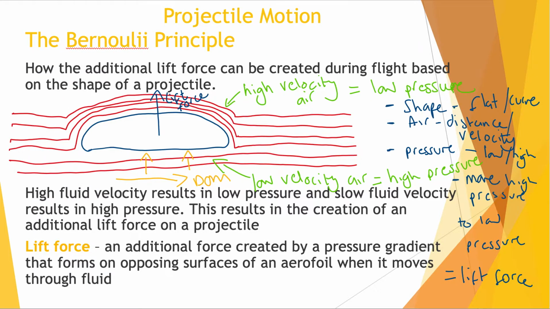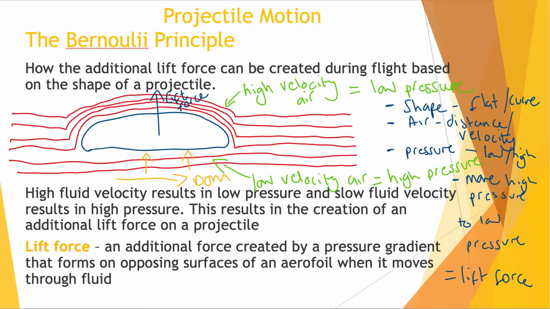Okay, so if we had a question asking us to describe this, we would want to refer to the shape of the object, what that does to the air in terms of distance and therefore the velocity of the air travel, what that does then to the pressure of the air, talk about the fact that things move from areas of high pressure to low pressure, and that generates this additional lift force. Okay, so high fluid velocity results in low pressure and slow fluid velocity results in high pressure. This results in the creation of an additional lift force on a projectile.